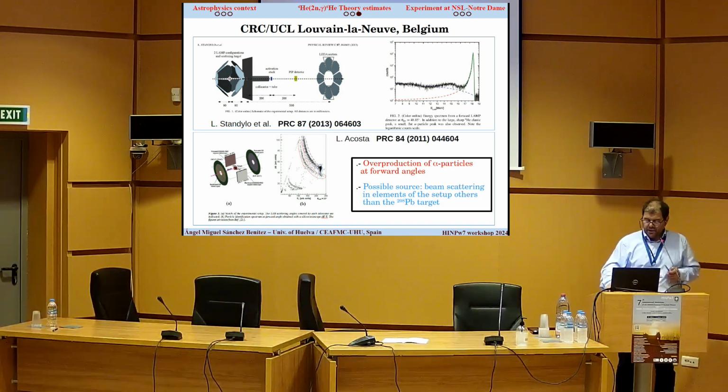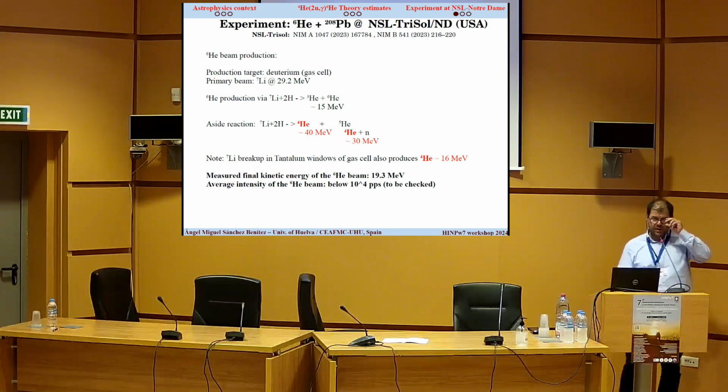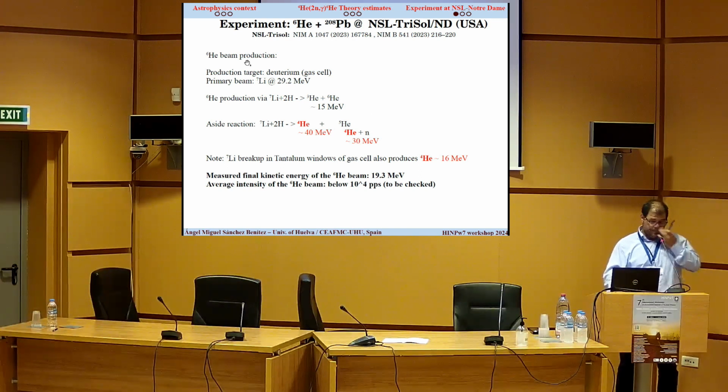So, okay, it deserves a new experiment, so we propose this experiment to be performed in the nuclear science laboratory. You find here the references. And how was the helium-6 production? Well, using lithium-7 at this energy, helium-6 was produced, but we also have helium-3 at this energy, and then a side reaction, we have helium-4 at this energy, and helium-5, which decays into helium-4 plus a neutron.